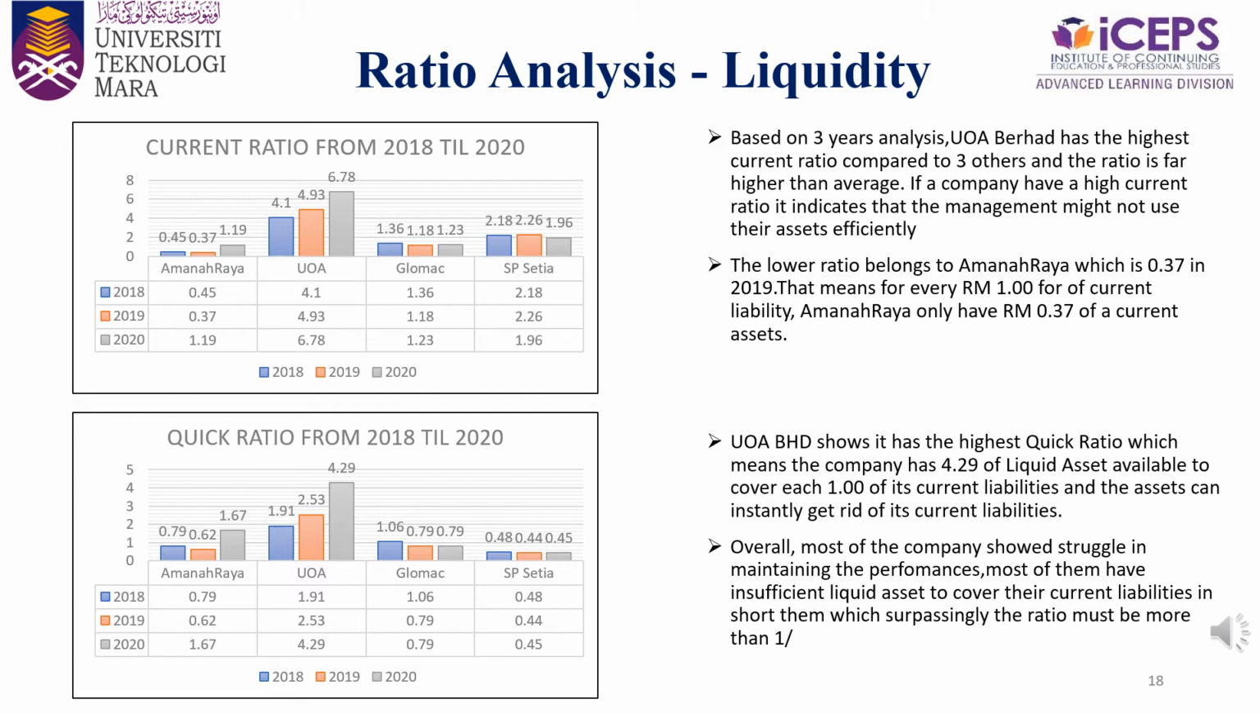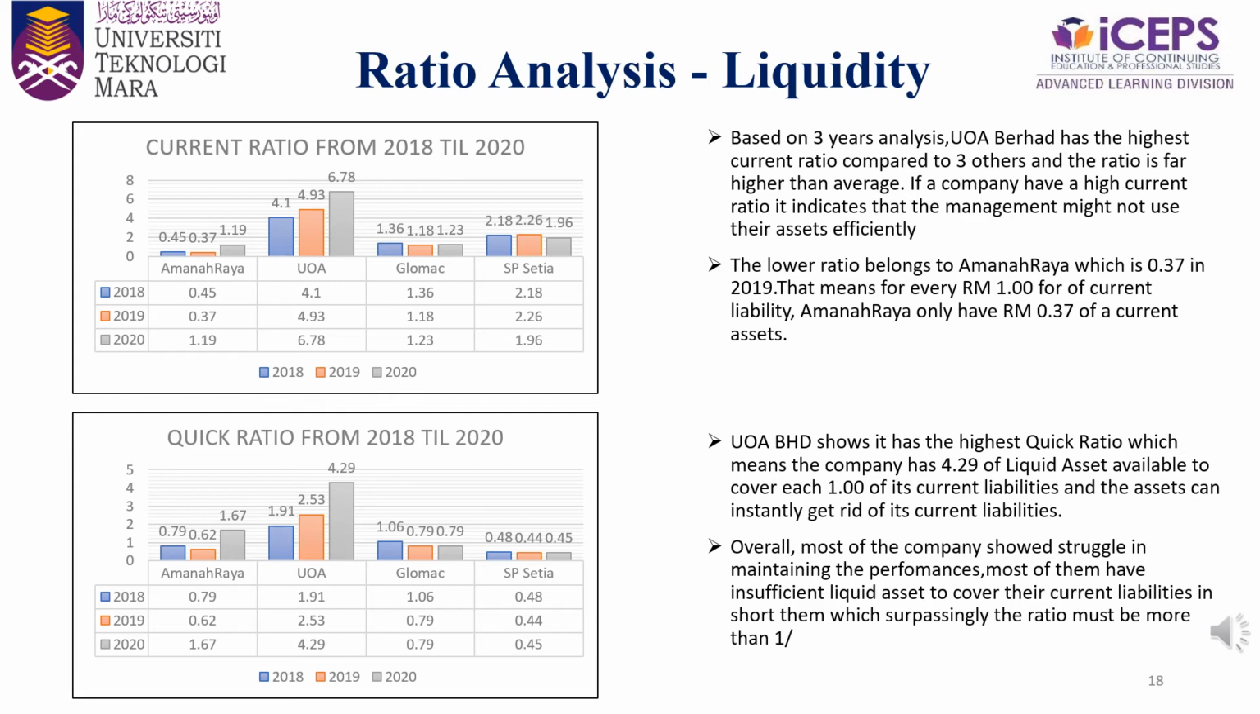Liquidity. Based on 3 years analysis, UOA Berhad has the highest current ratio compared to the 3 others, and the ratio is far higher than average. If a company has a high current ratio, it indicates that the management might not use their assets efficiently. The lowest ratio belongs to Amanah Raya, which is 0.37 in 2019. That means for every RM1 of current liability, Amanah Raya only has RM0.37 of current assets.